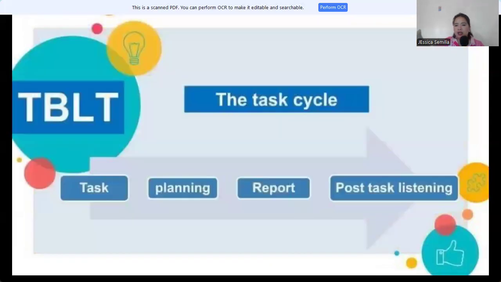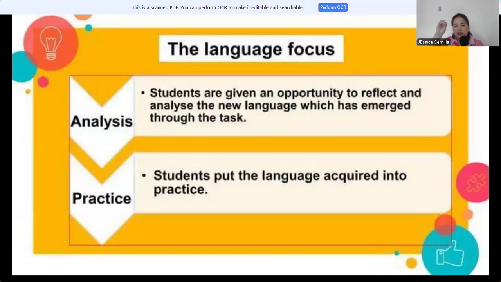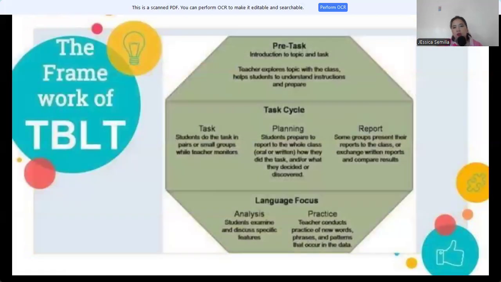Here, they still have the reflection or analysis, but that's only for the task. But here, there is already a language focus. There is also a value focus within the language itself. Why are they doing it? What's the purpose? What's the importance of trying to look at the errors like that? So they have the opportunity to reflect and analyze the new language which has emerged through the task, and they practice the language acquired within the task. So this is the framework of TBLT: the pre-task, the task cycle, and then the language focus.